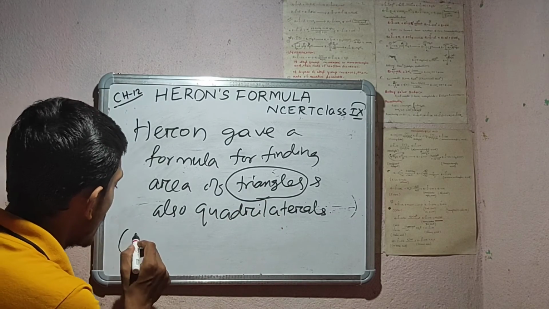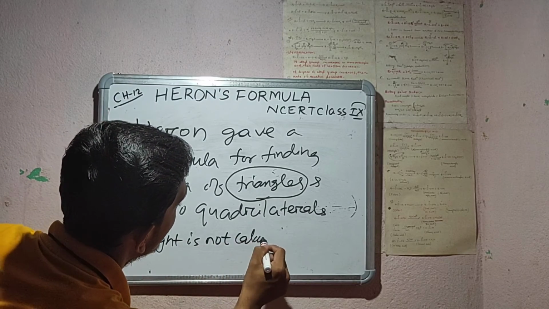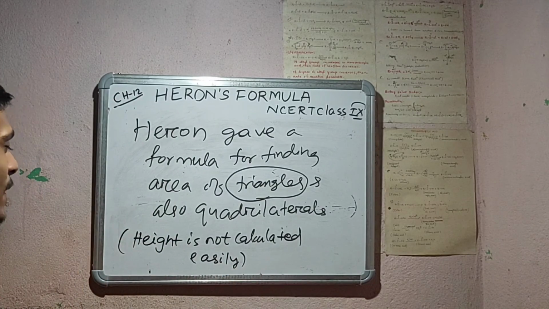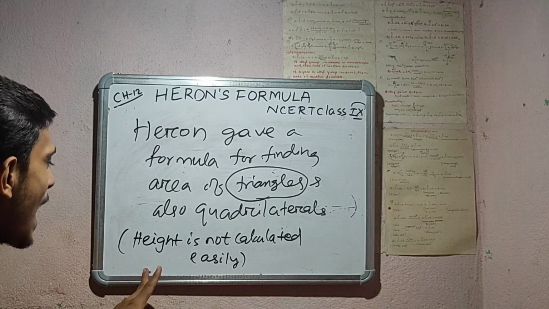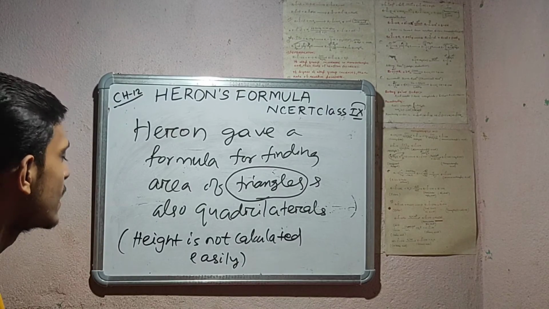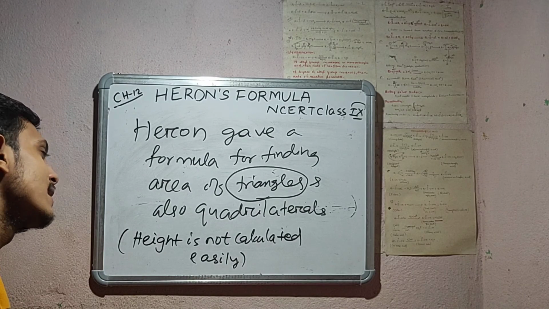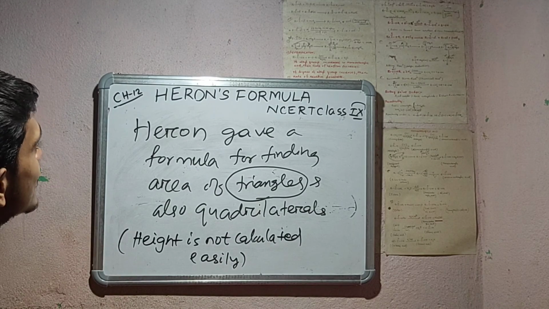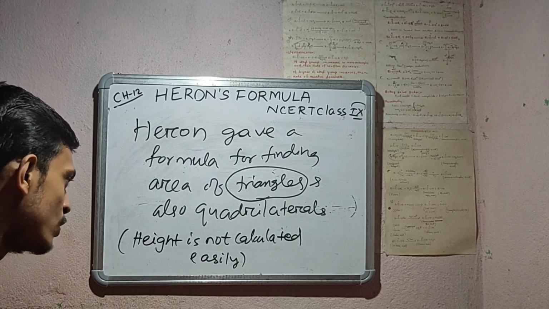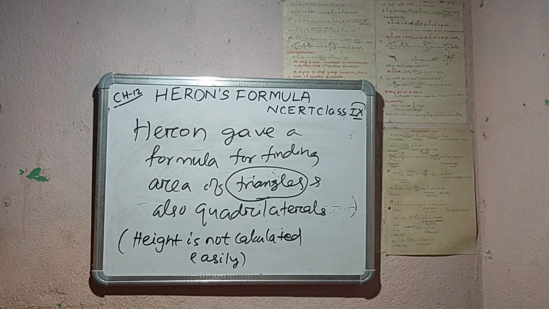The condition is that the height is not found or not calculated easily. This is the condition. If in any triangle, the height is not calculated easily, mainly a scalene triangle, then we can use the formula, Heron's formula, to find the area of the triangle. Okay, in the next video we'll see the formula. What is the formula and where it is applied, and which parameters of the triangle or quadrilaterals the formula relates to. Okay. See you.